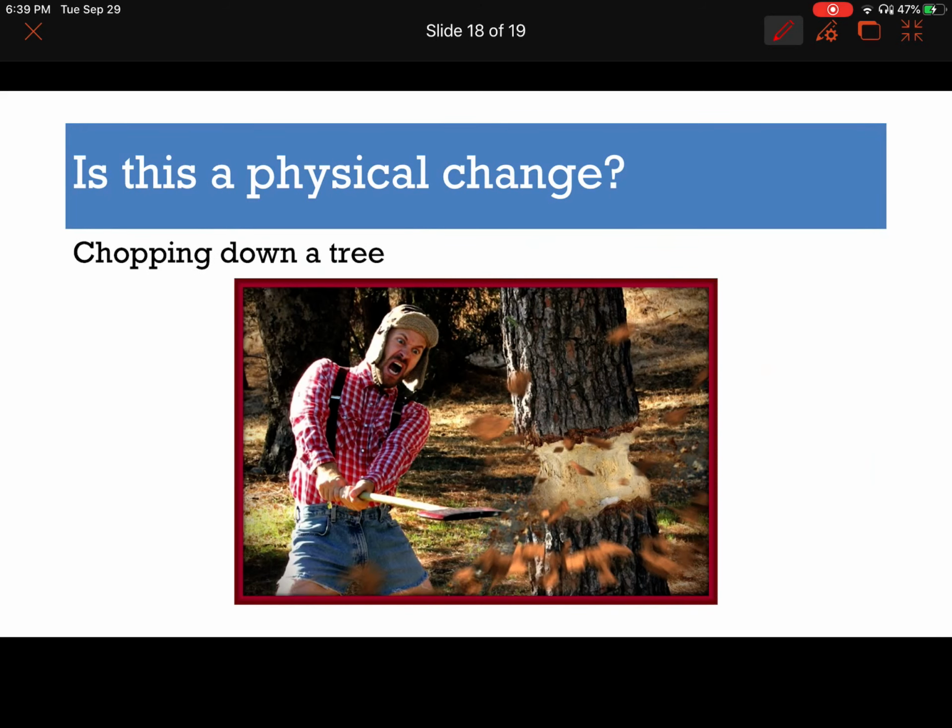Okay, last one. Chopping down a tree. Is this a physical change? The answer is yes. The tree is still a tree. If it's standing up, if it's on the ground, it is a tree. That is a physical change.